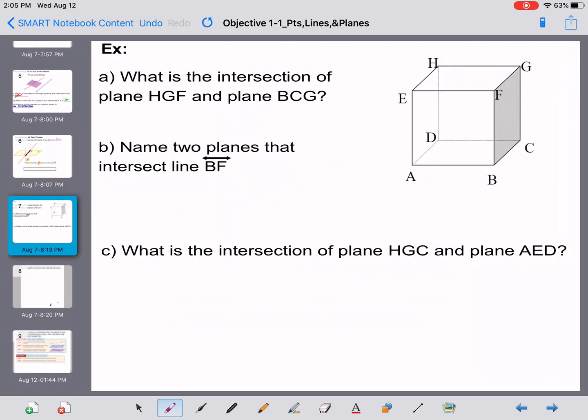All right, got a practice problem here. What is the intersection of plane HGF and plane BCG? Okay, first of all, I've got two planes. They intersect. So what does it got to be? It's got to be a line. And let's see where HGF is. So here's H, G, and F. All right, HGF looks like this top plane.